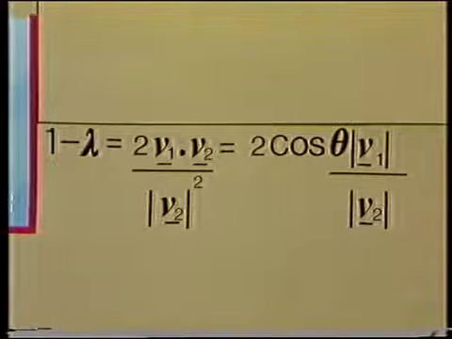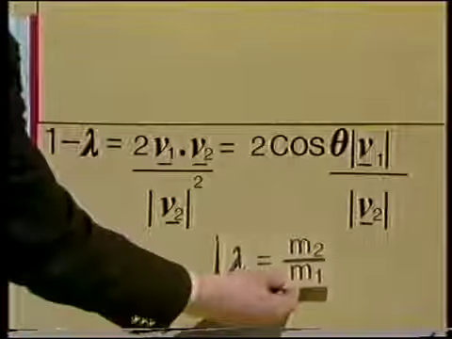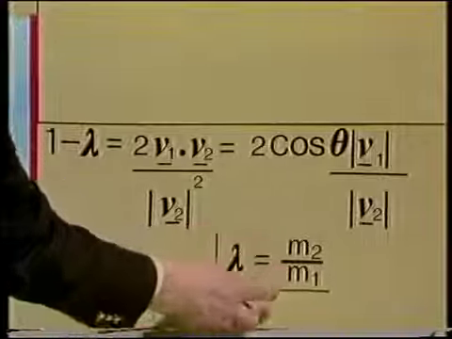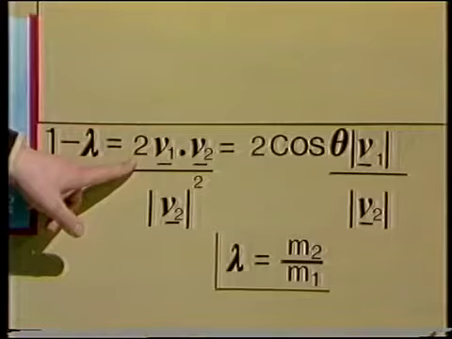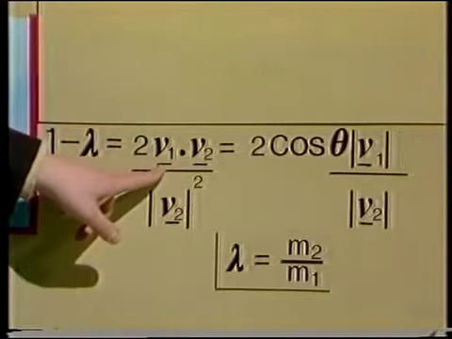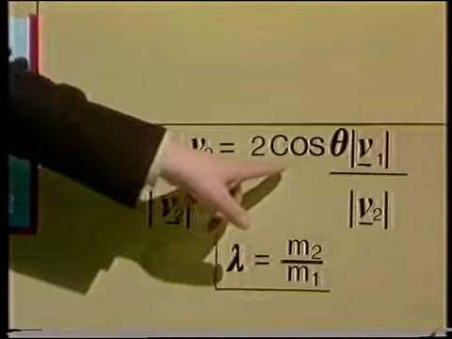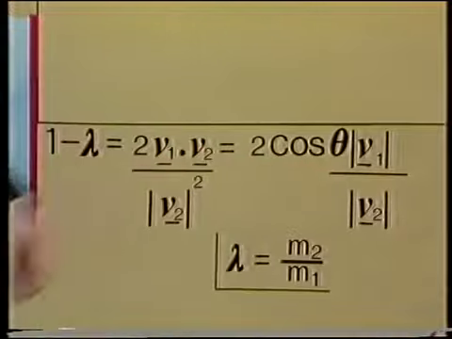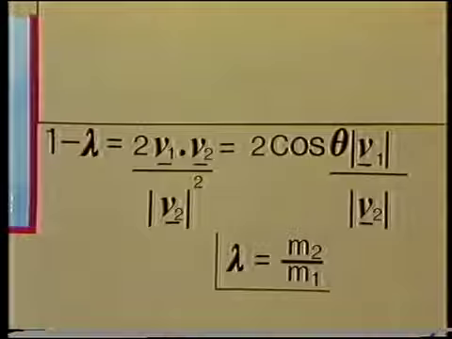You get an expression involving lambda, where lambda is the ratio of the two masses, expressed as we wanted in terms of the final velocities. And that dot product actually involves the cosine of the angle of scattering theta. Now I can make a prediction from that.